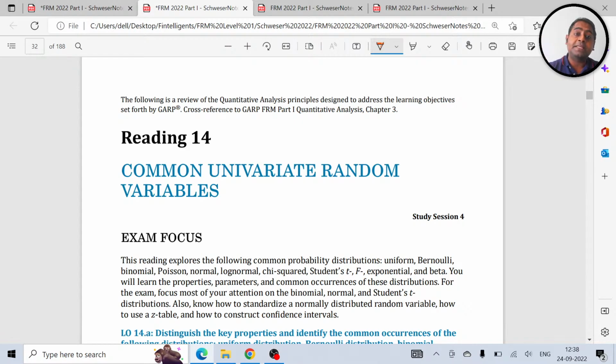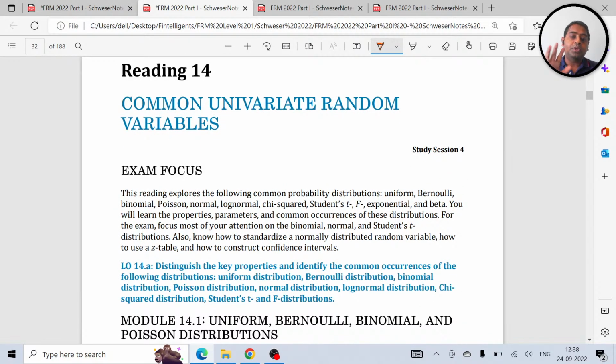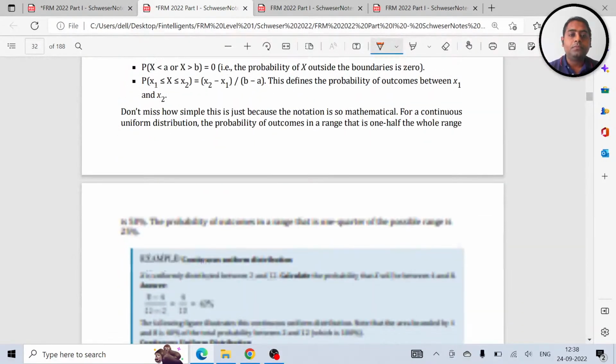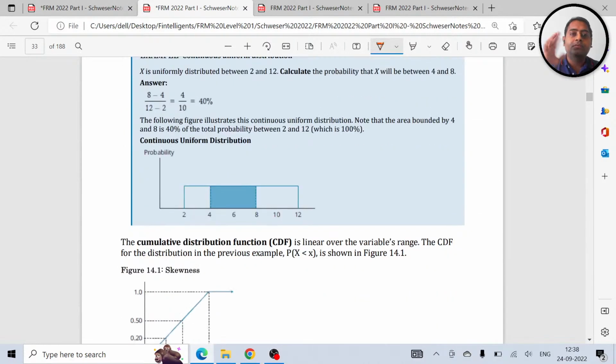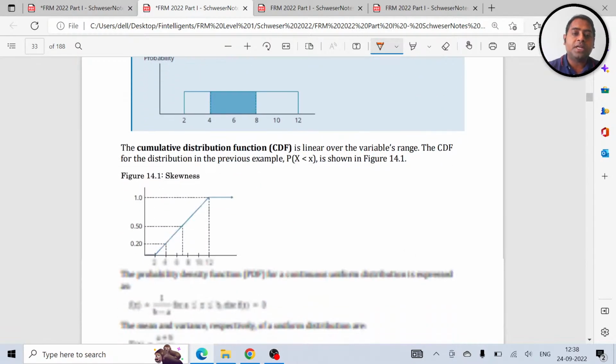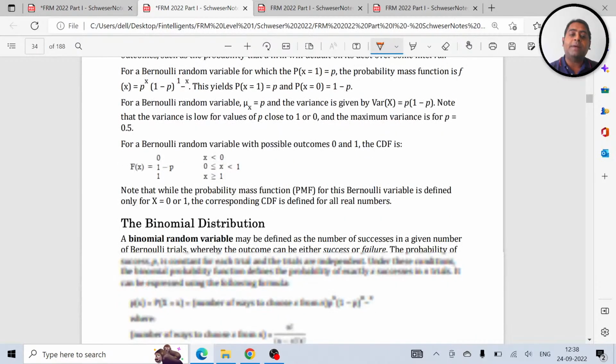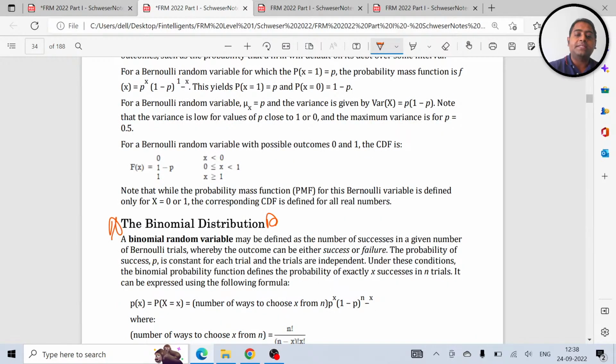Important, there are certain explicit sections in this chapter which can get tested. Okay, so let us move towards the continuous uniform distribution. Not very high chances that they might test you. Bernoulli also has very low chances. Binomial, historically, has been tested.